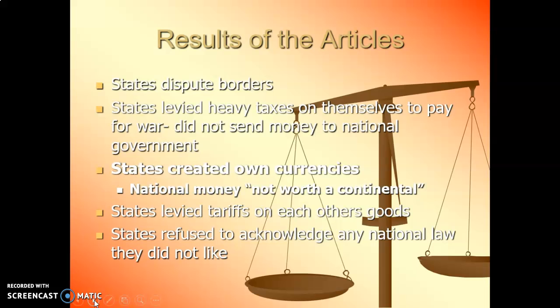States created their own currencies. So you had 13 different currencies plus the national government's currency. And that's why it was often said it wasn't worth a continental, because the dollar bill under the Articles of Confederation was a continental. So you had currencies that were basically competing with each other in the states. Each state's currency competed with one another's.